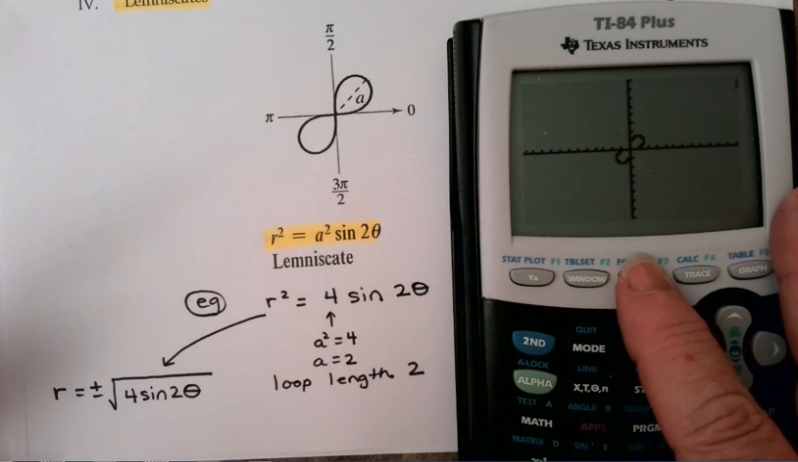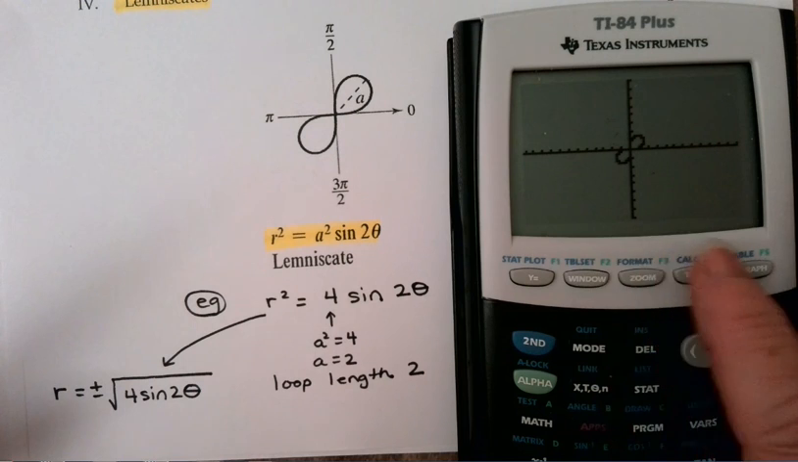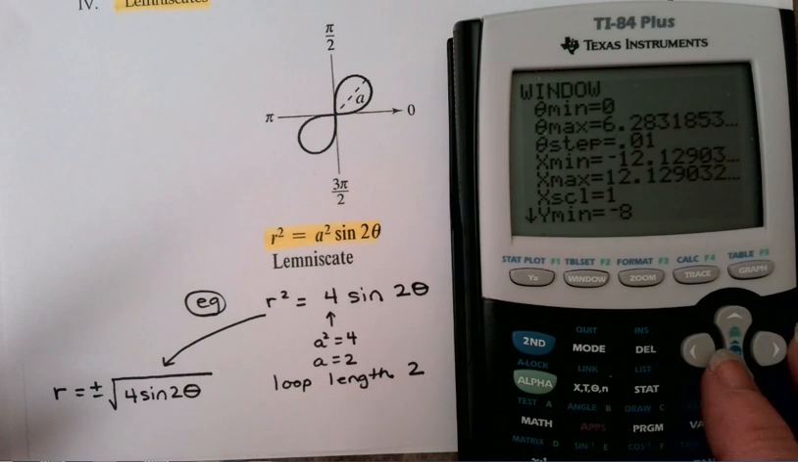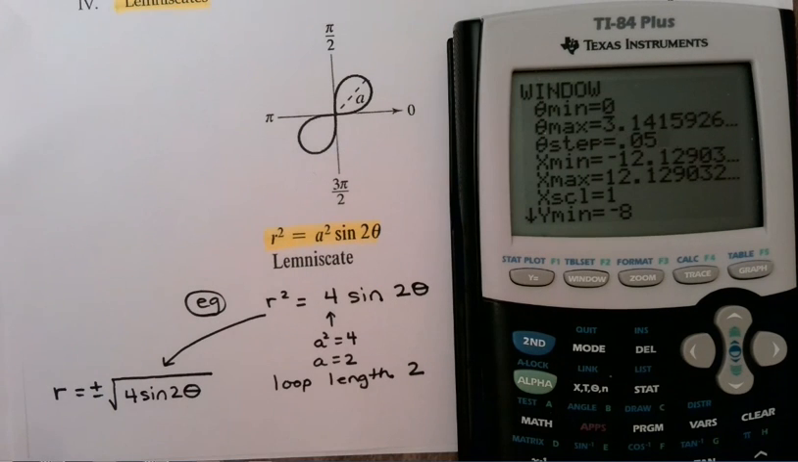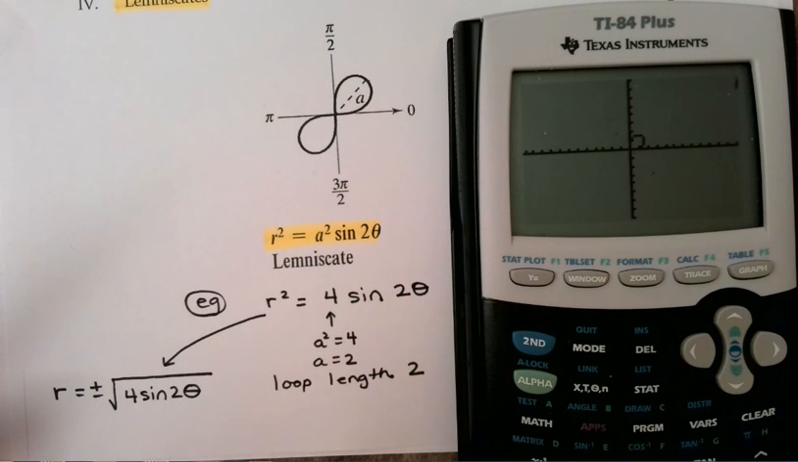I'm going to do two things. I'm thinking maybe I can get away with just 0 to pi. So I'm going to change my window that way. And then I'm also going to zoom in. So let's do the window. Let's just go to 1 pi here and see if we still get the graph. I'm going to go to a step size of 0.05. I think that'll be good enough, and it'll graph a little faster. Yeah, it's still a pretty good graph.